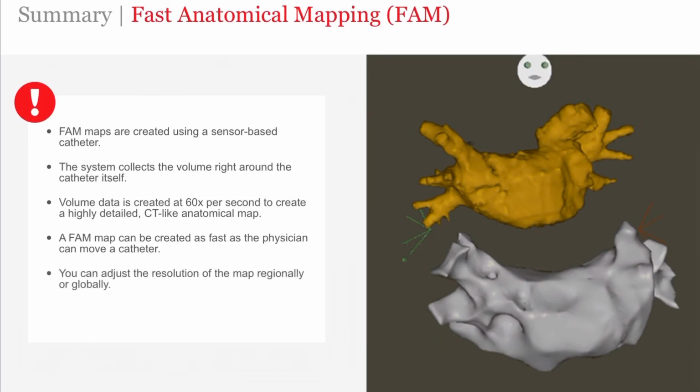You can adjust the resolution of the map regionally or globally. Electroanatomical data can be acquired simultaneously. What this means is that EA points can be acquired during FAM. These points can be projected onto or combined with the FAM map.